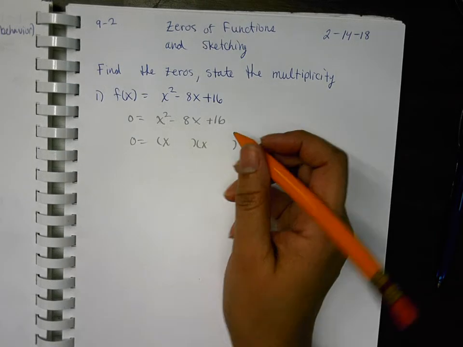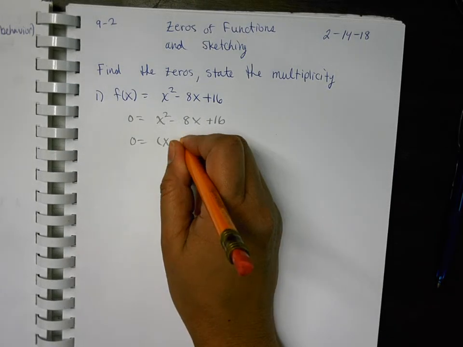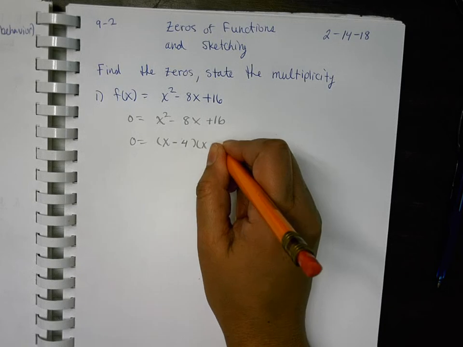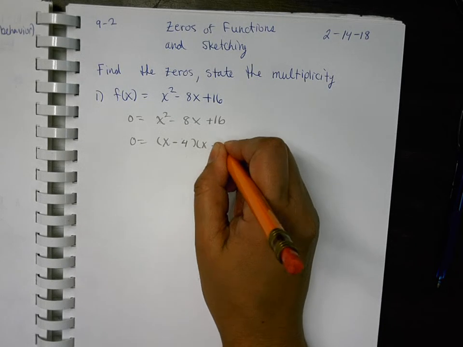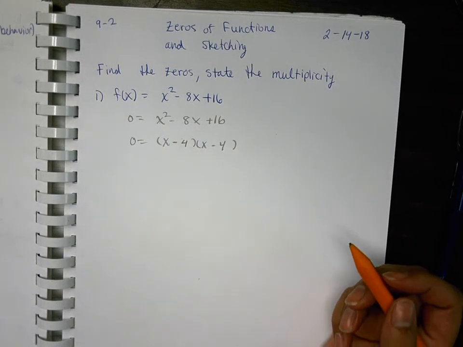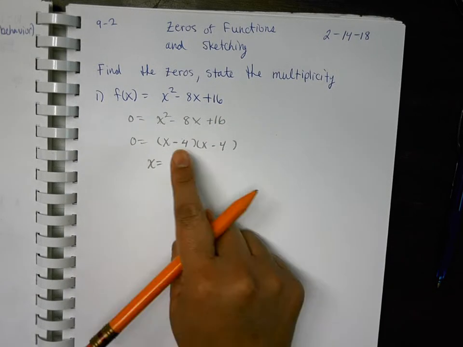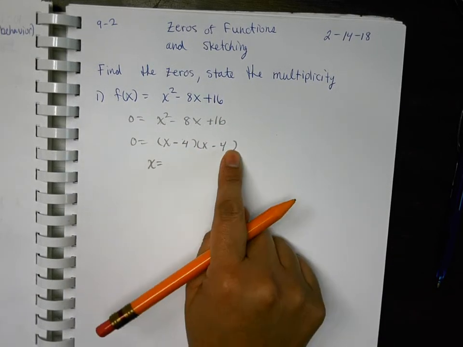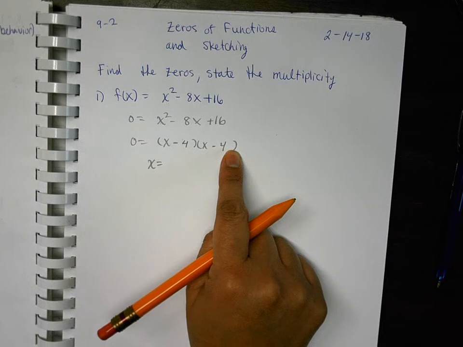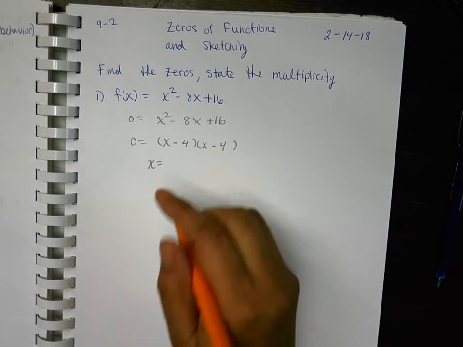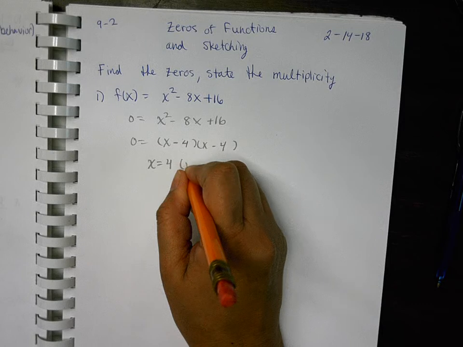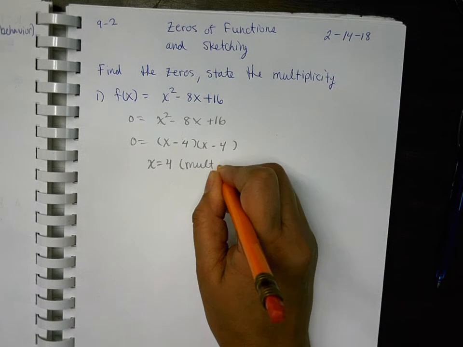Okay, what does it factor to? Minus 4, and this one is a minus 4. All right, find the zeros. There's only one, or there's two, but do I have to write x equals 4 twice? No, so what is my only zero? 4, and the multiplicity of it, 4, is what?